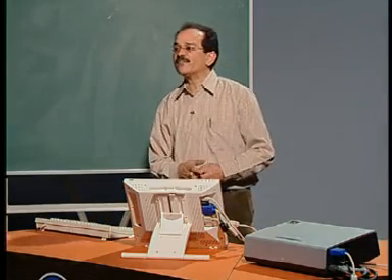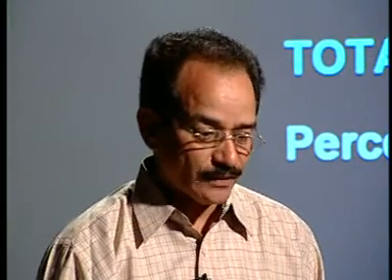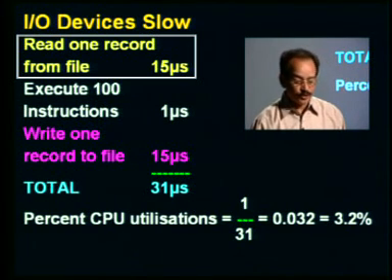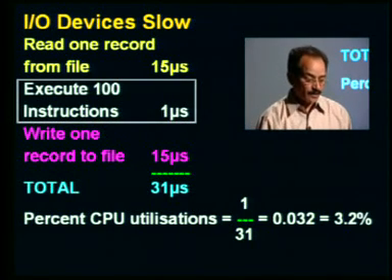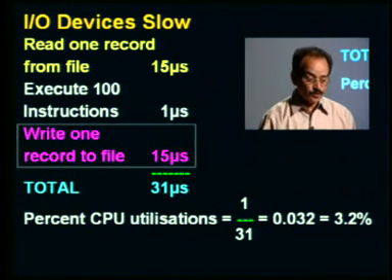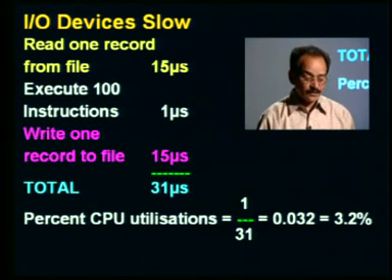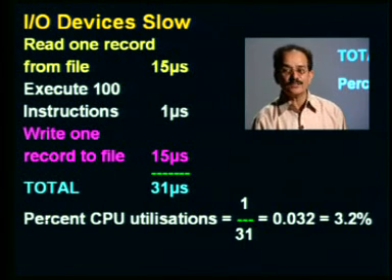Now, another thing came up: my CPU may be fast, but my IO processors and IO devices may be slow. Let us say we have to read one record from a file, it may take 15 units of time, whereas executing 100 instructions may take only 1 unit of time. Or writing one record to the file may take 15 units of time. Looking at the difference between these two timings, reading and writing a file are slow processes.